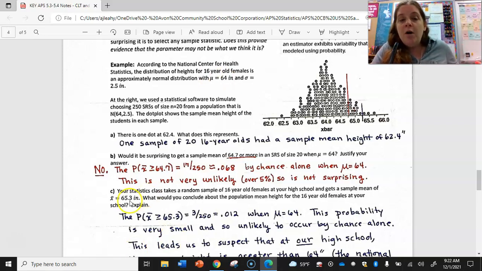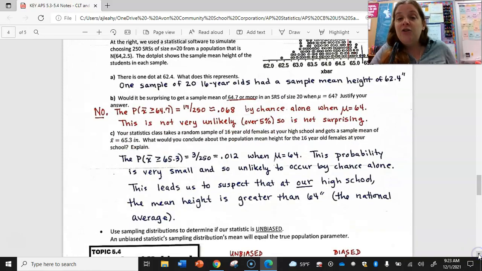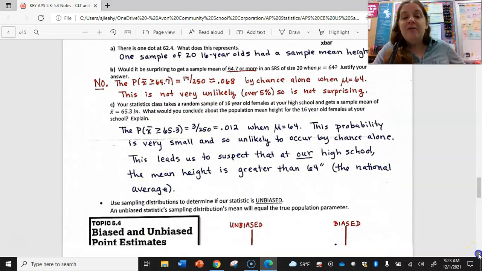But if you said, what about getting 65.3 inches? Now, 65.3 inches or more, that's only a 0.012% chance. This would surprise me. So if I found out that our average height at Avon, for example, was 65.3, then I would assume that we would be taller than the general population, because if this population's mean is 64, it would be really unusual to get this result. Okay, so we're looking for that unusual.